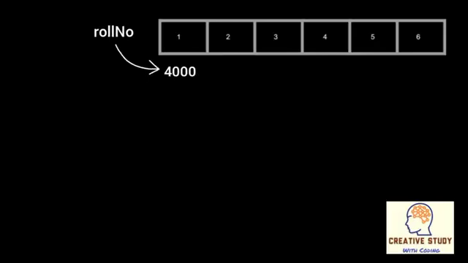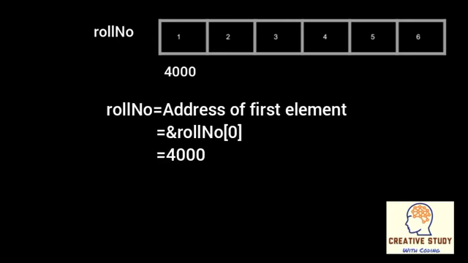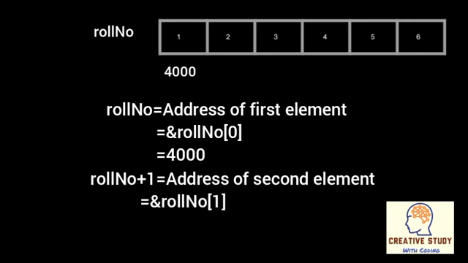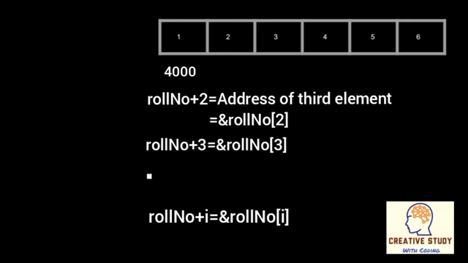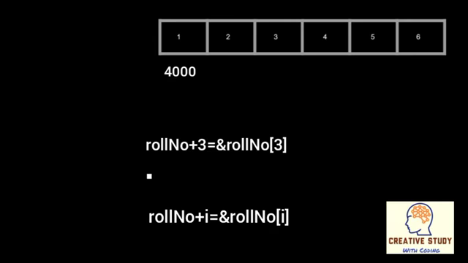Since roll number, that is name of the array, points to the base address, so name of the array will equal to address of first element. Similarly, roll number plus 1 means address of second element, roll number plus 2 means address of third element, roll number plus 3 means address of fourth element, and roll number plus i means address of ith element.